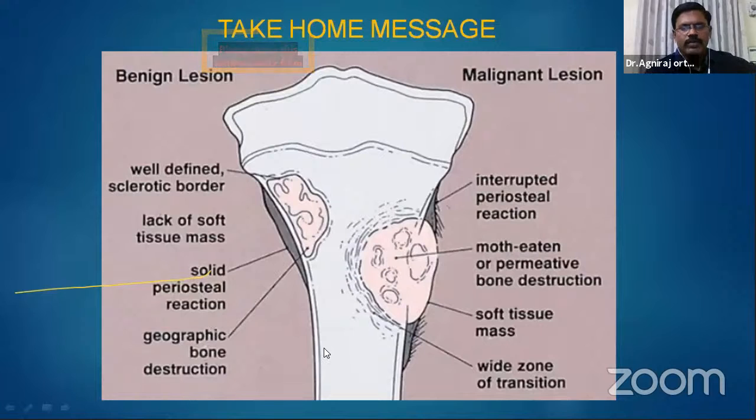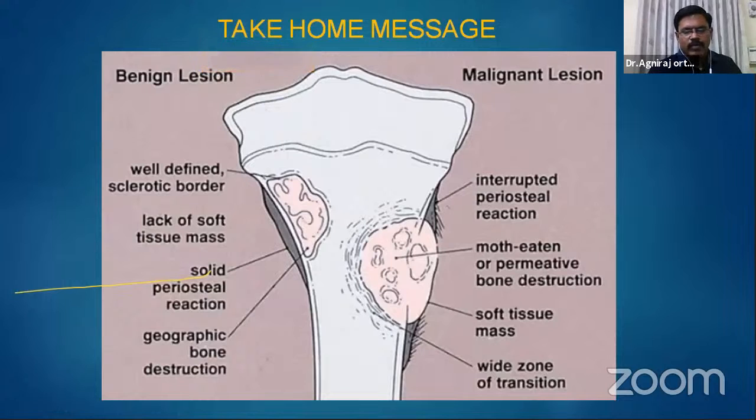So what is that? First point, the age: skeletally immature patient. Location: you can say it is the tibia, metaphysis. Third, what is the zone of transition? Well-defined lesion, the border is well-defined; or the border is ill-defined. Zone of transition is narrow, or zone of transition is wide. This is the age, location. Third point is pattern of border.